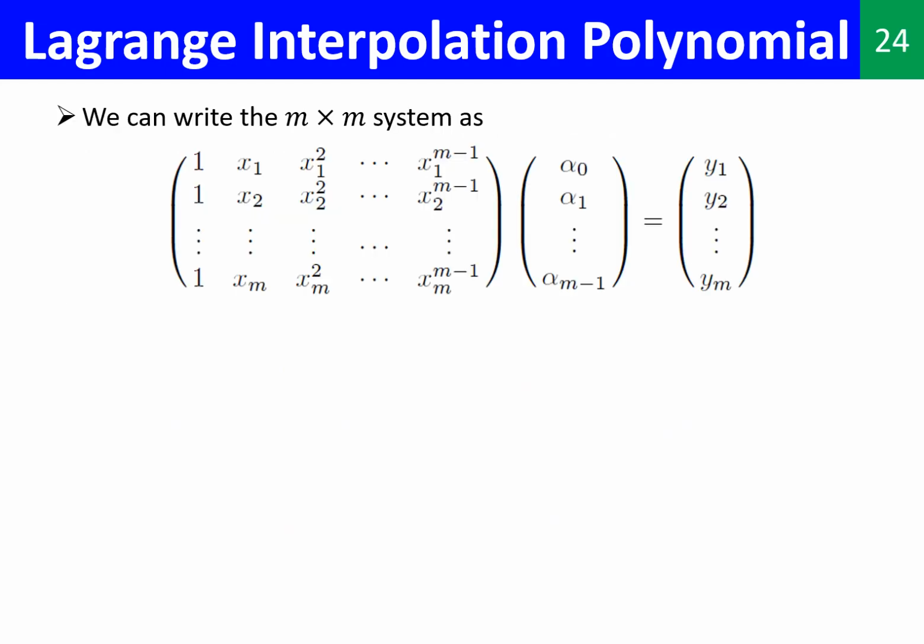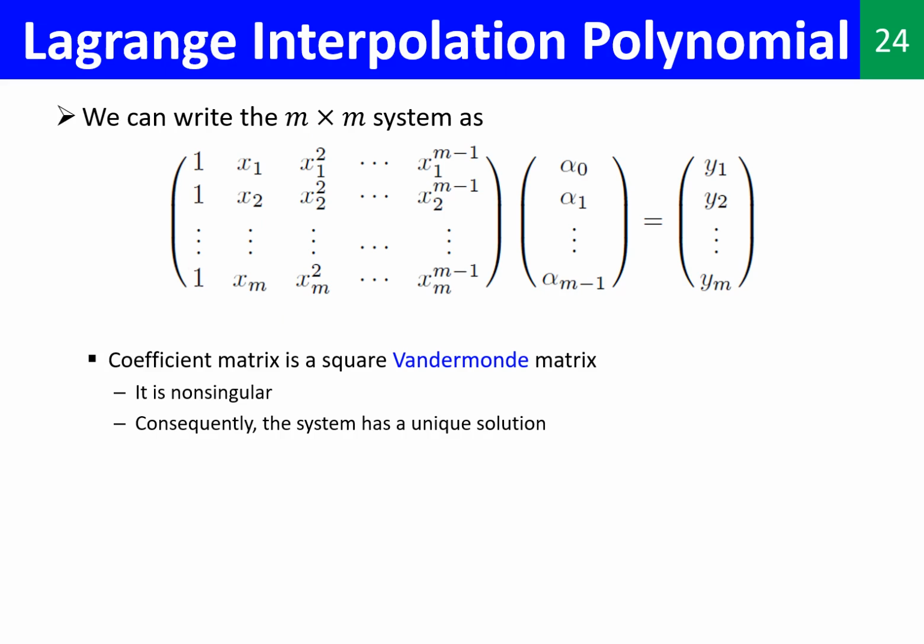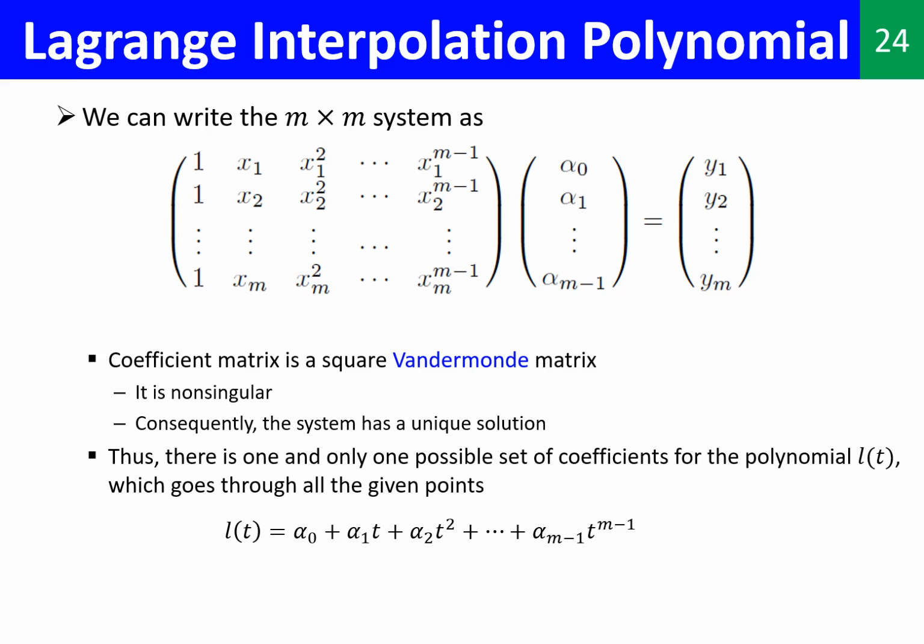Those m equations can be transformed into an m by m system using matrices, just like this. Okay. And the coefficient matrix is known as Vandermonde matrix. So this Vandermonde matrix is invertible, or we call it non-singular. Okay, therefore there will be a unique solution to this system. In other words, we can find alpha naught through alpha m minus 1 uniquely to find the Lagrange interpolation polynomial.